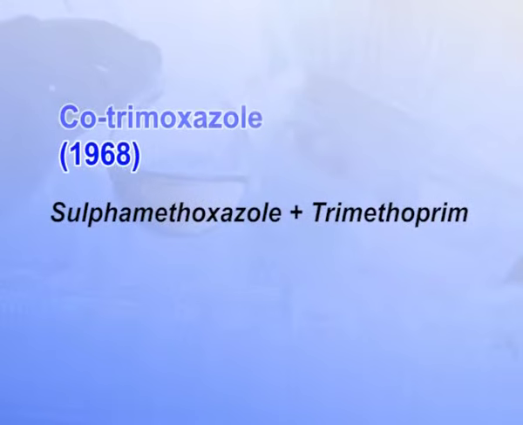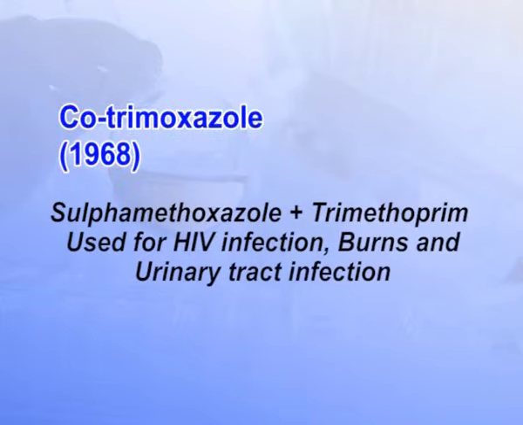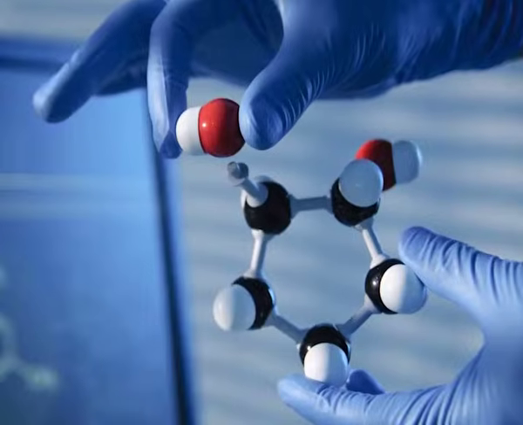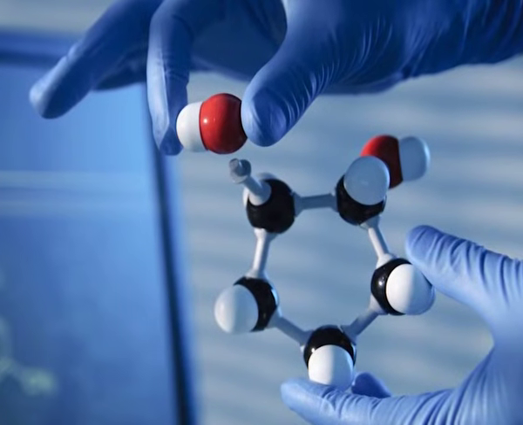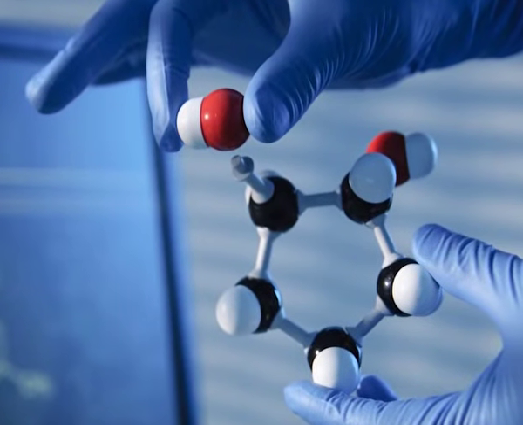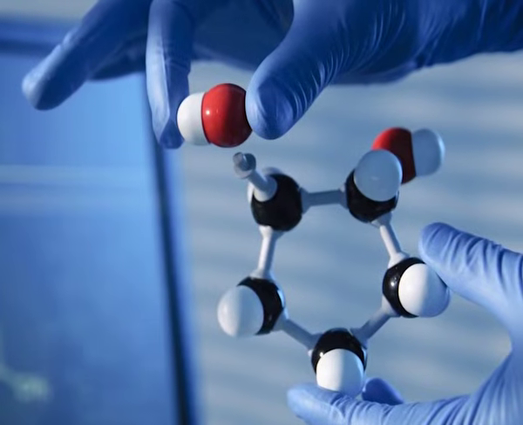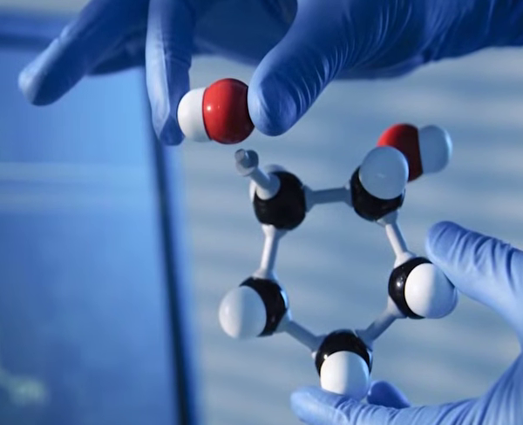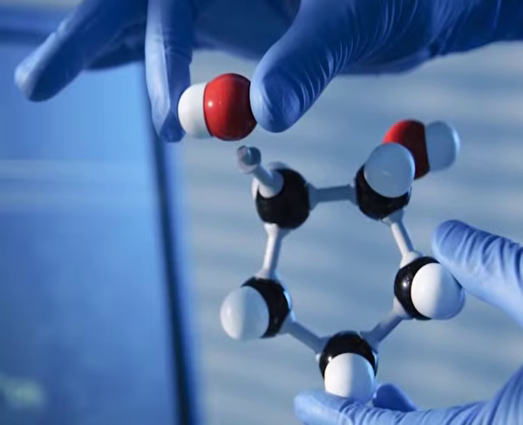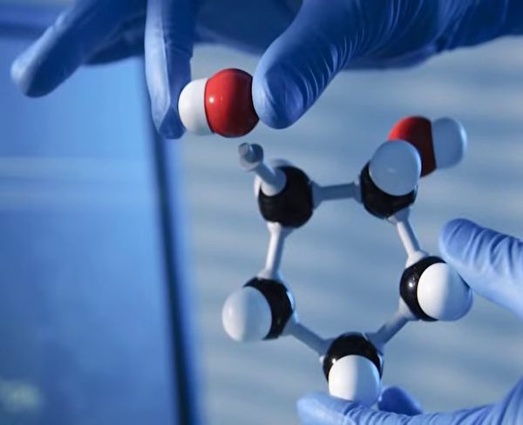Then the combination of sulfamethoxazole with trimethoprim came into the picture in 1960 as cotrimoxazole, which was used for HIV infection, burns and urinary tract infection. The combination is known as cotrimoxazole. Thus, with plenty of sulfonamides into the picture, the discovery of sulfonamides was the start of modern antibacterial chemotherapy and gave credence to the magic bullet ideal in drug design.